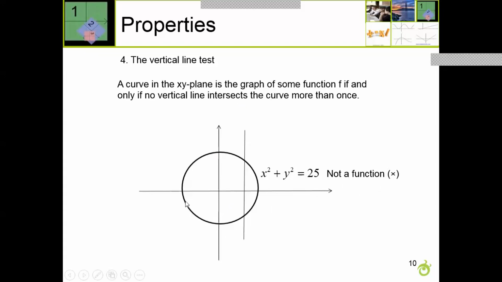Okay, let's say, for example, we have here the graph of circle. Then the equation of this circle is x squared plus y squared equal to 25. So we want to know whether this graph is a function or not. So we draw a vertical line, and then you can see that this vertical line intersect at 2 points here and here. So we can conclude that this equation is not a function. Okay.